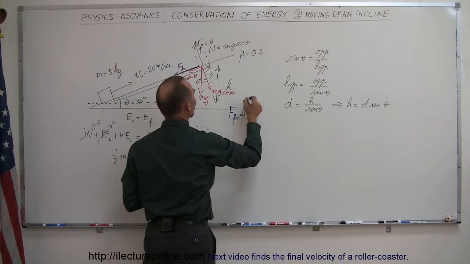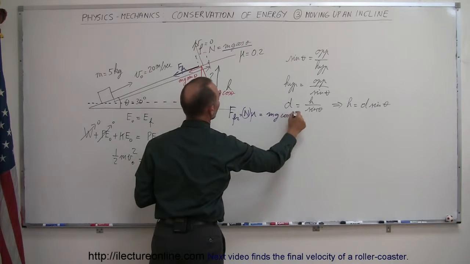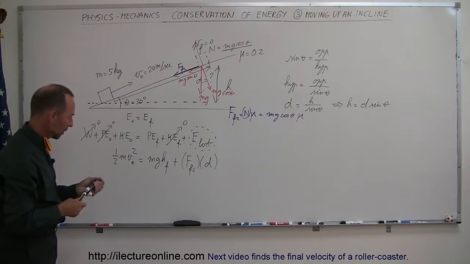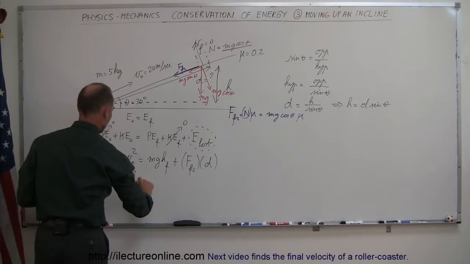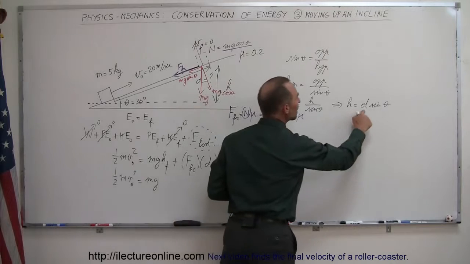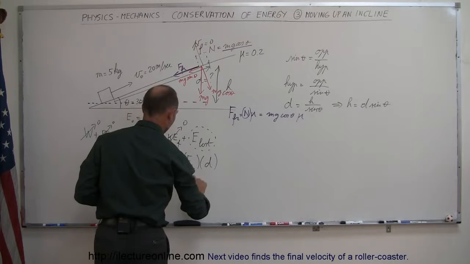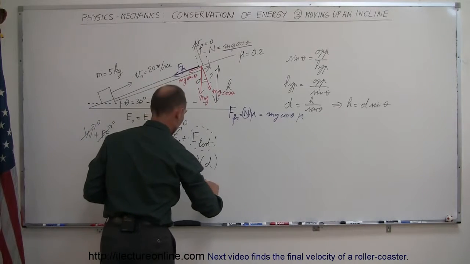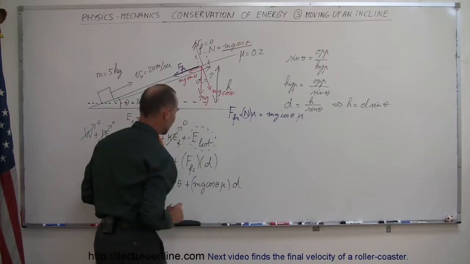times mu, and since the normal force is equal to this, we can say that it's equal to mg cosine theta times mu. So then, plugging all that into our equation here, we can say that 1/2 mv initial squared is equal to mg, and instead of h final, we're going to write it as d sine theta. So we'll write this as d sine theta plus the friction force, which is going to be mg cosine theta times mu, and the whole thing multiplied times d.